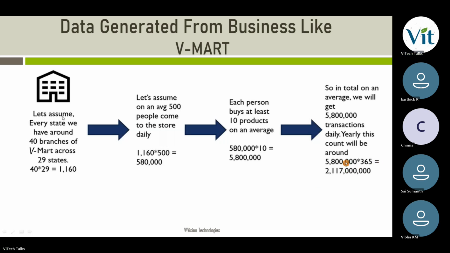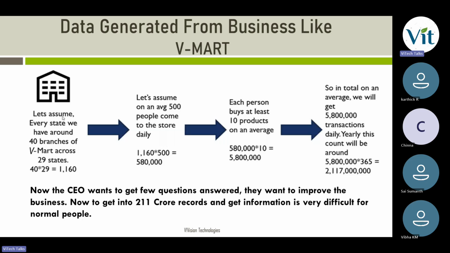Once we store these transactions, that is fine. Then what is the next step? Now the company CEO wants to improve the business out of these 200 crore records. It is very difficult to identify which product sold very high and which one sold very low. By seeing the data, it is very difficult to understand.